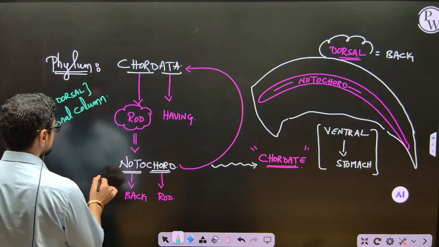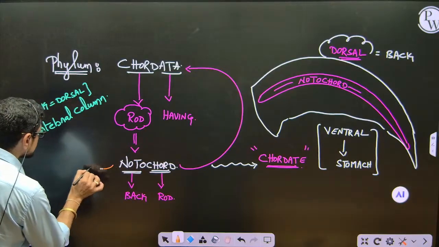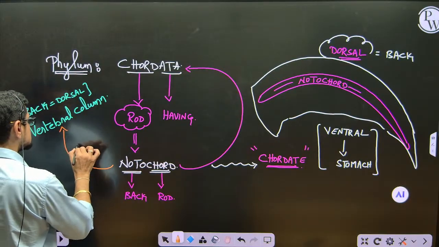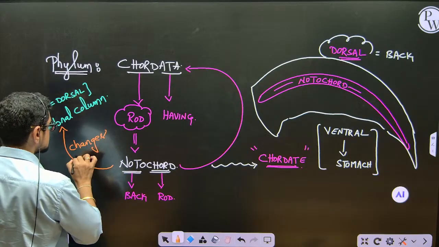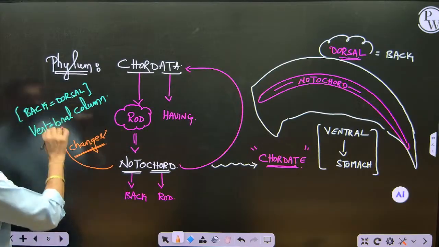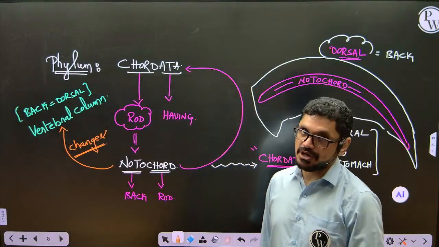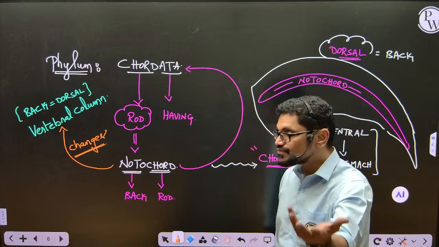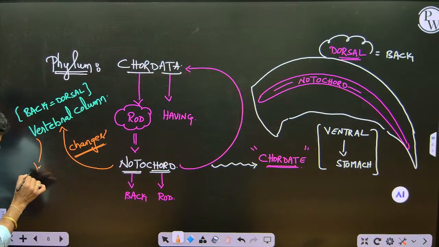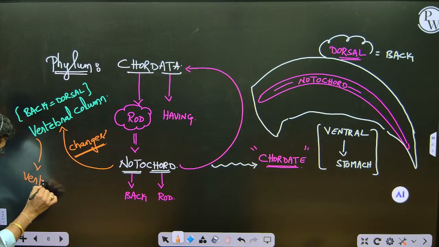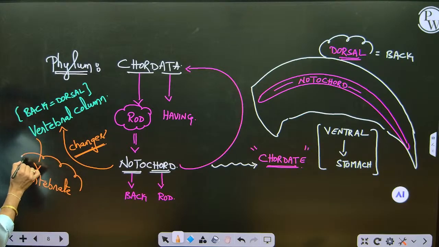My dear friends, let me tell you one interesting story here. This notochord transforms, changes, modifies to vertebral column. So notochord transforms into vertebral column. And then what is the vertebrate? If vertebral column is present, you have to call it a vertebrate.